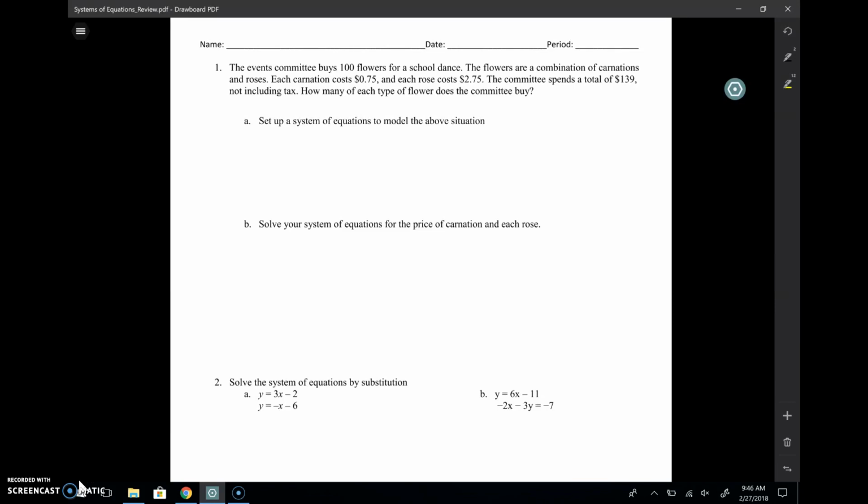The first one, number one: the events committee buys 100 flowers for a school dance. The flowers are a combination of carnations and roses. Each carnation costs 75 cents and each rose costs $2.75. The committee spends a total of $139, not including tax. The question that we'll be answering today is how many of each type?